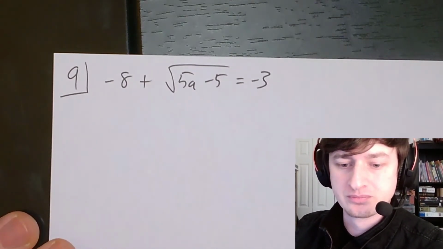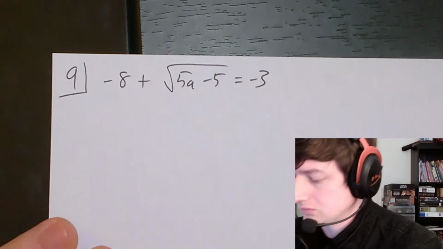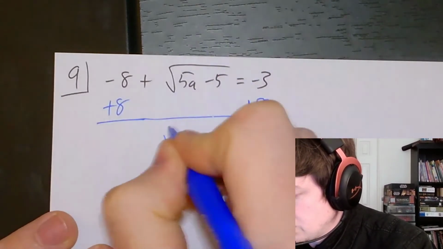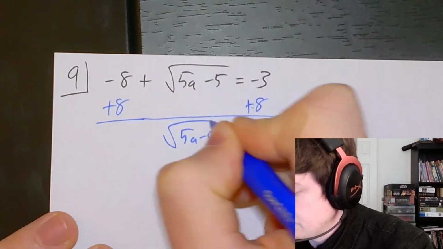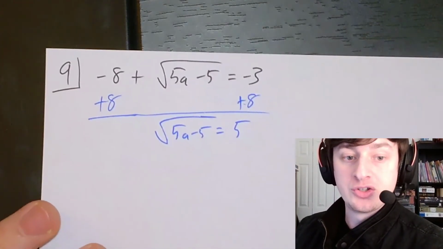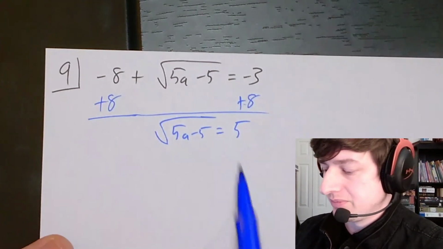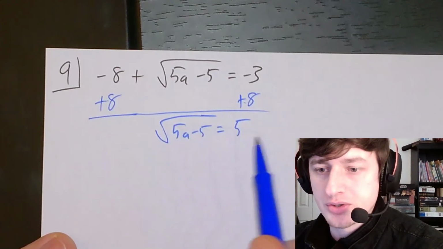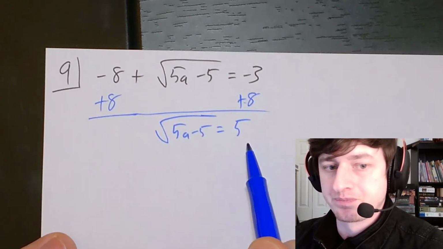Oh, what is with the airplanes today? So we add 8, the square root of 5a minus 5 is going to equal 5. When doing these, it's not that your answer will always be positive. Sometimes you'll get a negative answer for the variable, but the square root part should always equal a positive number because we're not dealing with imaginaries.